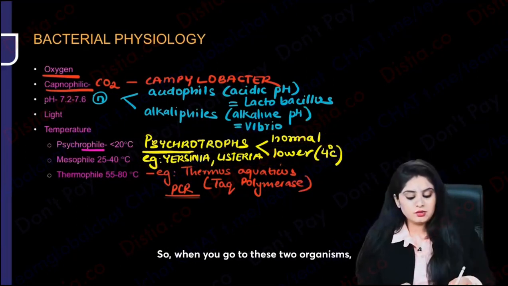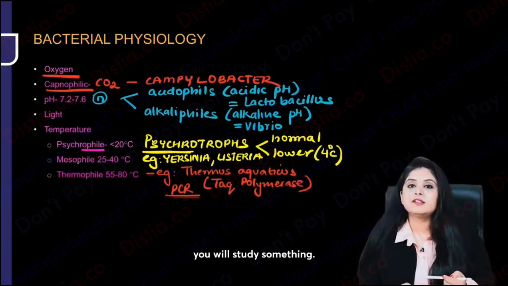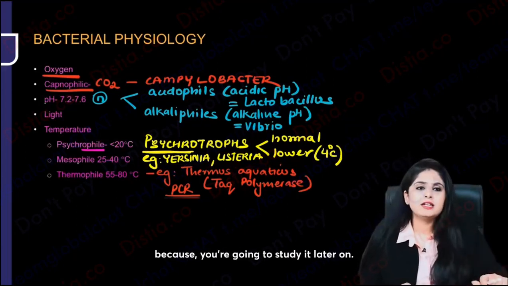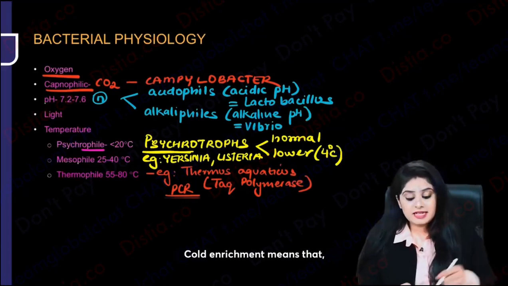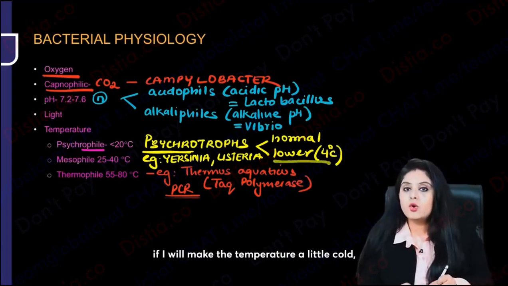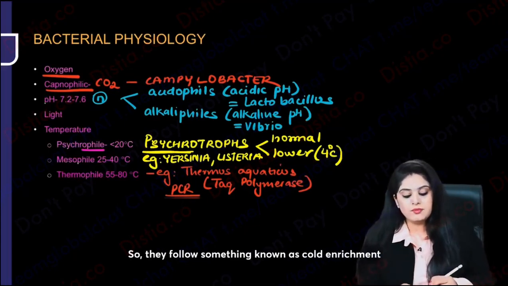So when you go to these two organisms, please note, you will study something. I'm not writing it because you're going to study it later on. There is something known as cold enrichment. Cold enrichment means that if I make the temperature a little cold, they will grow better, they will get enriched. So they follow something known as cold enrichment.